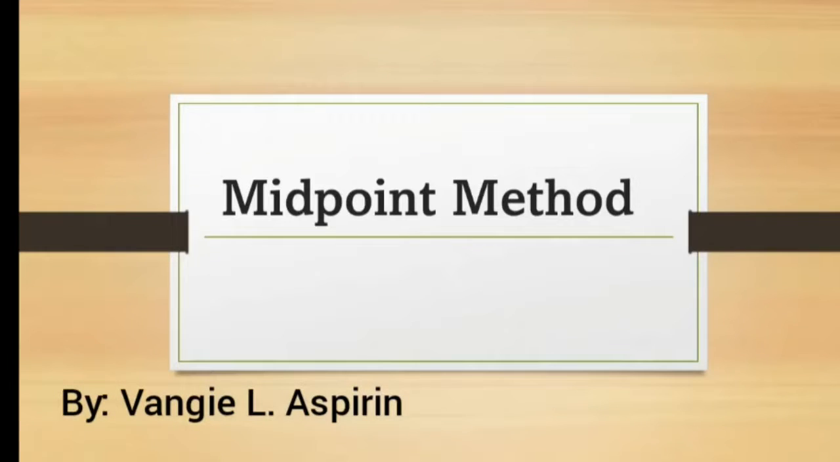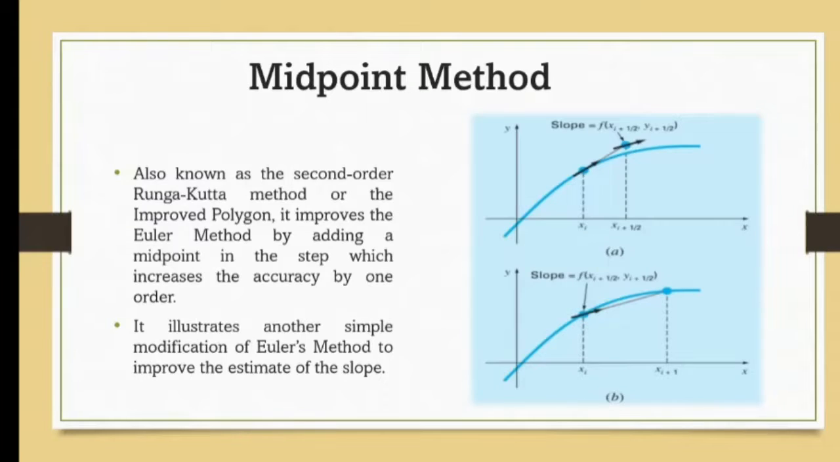The next method is the midpoint method. It is also known as the second-order Runge-Kutta method or the improved polygon. It improves the Euler method by adding a midpoint in the step, which increases the accuracy by one order. It illustrates another simple modification of Euler's method to improve the estimate of the slope. The graph shows the depiction of the midpoint method, predicting the value of the midpoint of the interval, which is the slope, or the f of x sub i plus 1/2 and y sub i plus 1/2, in order to know the value of y when x is equal to a number.